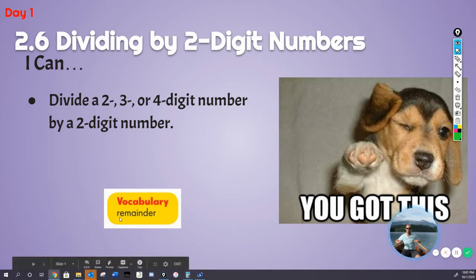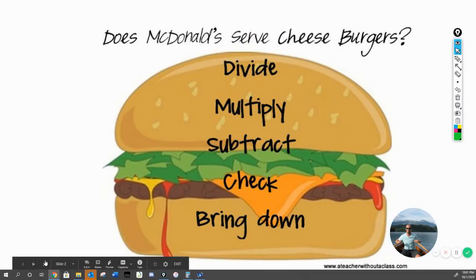All right, let's carry on. Our vocabulary today is remainder. A remainder is what's left over after you've done some dividing. But you know that already.